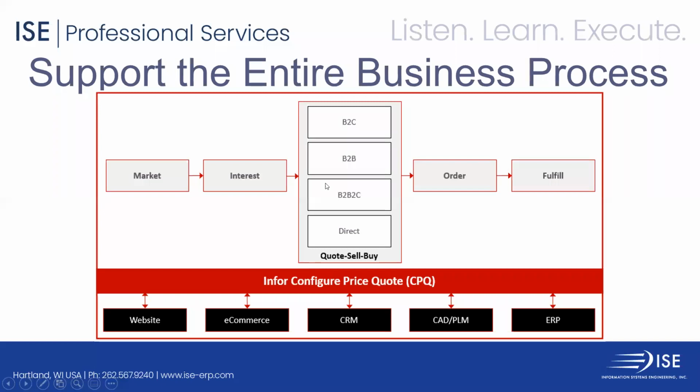And so in for configure price quote, you have your sales and marketing, the driving interest, talking to leads and opportunities and whatnot. And then when you're ready for an actual quote, then the quote sell buy process can happen within enterprise quoting, and then you can sell, transfer that order to your ERP where it can then be manufactured and shipped and completely fulfilled. So that's where CPQ fits in.